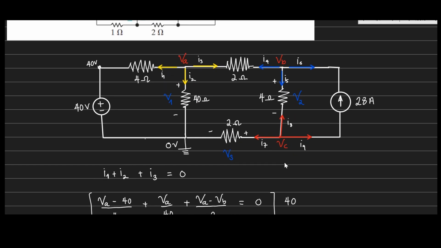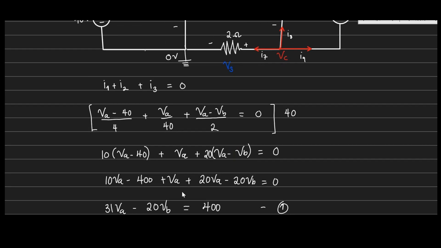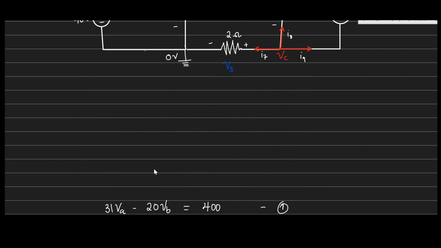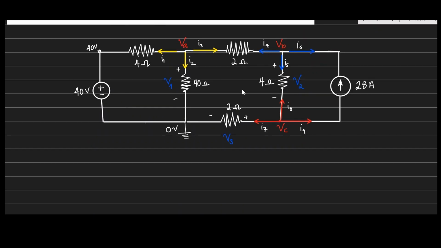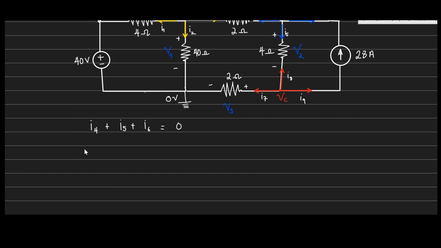Let's go to VB. So VB, as you can see, we apply KCL there again. So I'm going to erase this part. So at that node, we apply KCL. So you see that we have I4 plus I5 plus I6 equal to 0, okay? So how can you write I4 in terms of voltage? So I4 is from VB to VA. So this will be VB minus VA divided by the resistor, which is 2 ohms, plus I5.